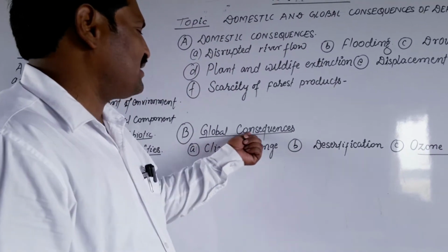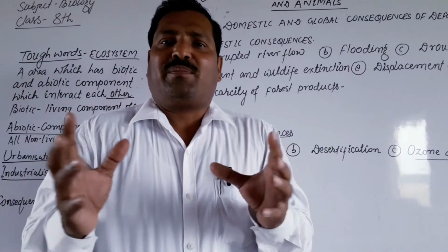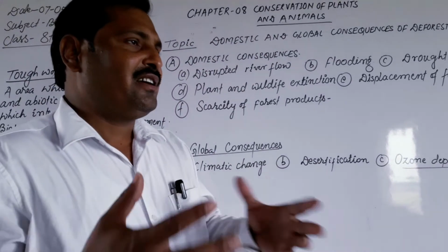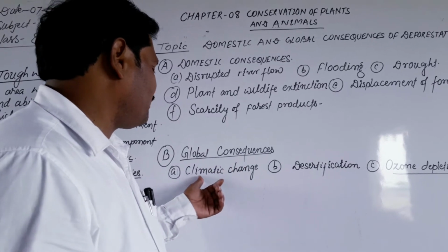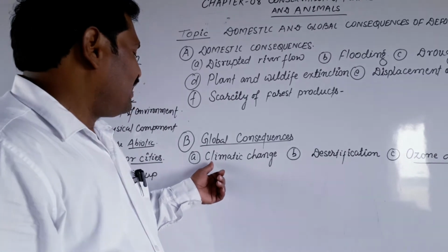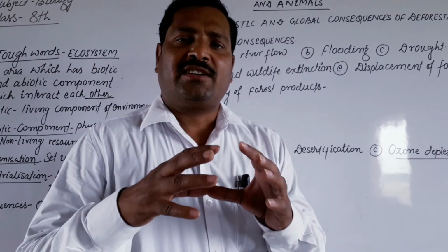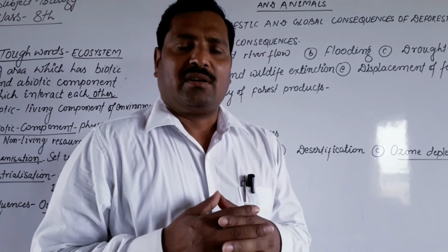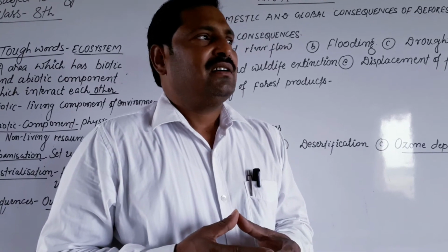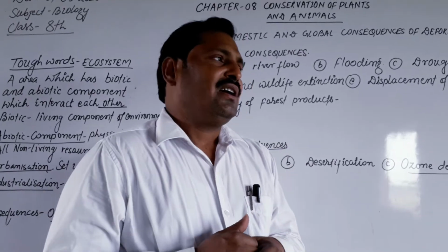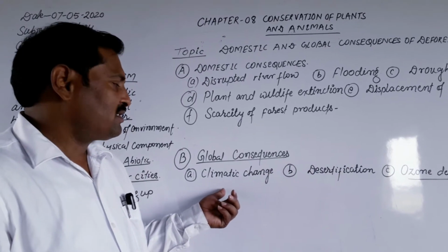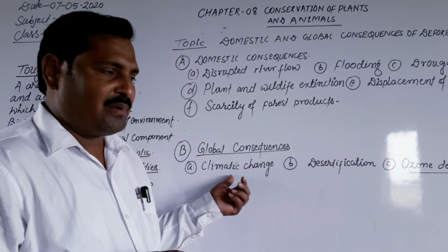After that, there are the global consequences. So how is the whole earth affected by the deforestation of plants and the killing of animals? The first global consequences are climate change, desertification and ozone depletion. Climatic change means that when plants and trees are cleared, then what would happen? The percentage of carbon dioxide would increase, and this is a greenhouse gas, and it has the ability to trap more sunlight. When it traps more sunlight, the temperature of the earth will increase, and this will lead to climatic changes. There will be global warming.